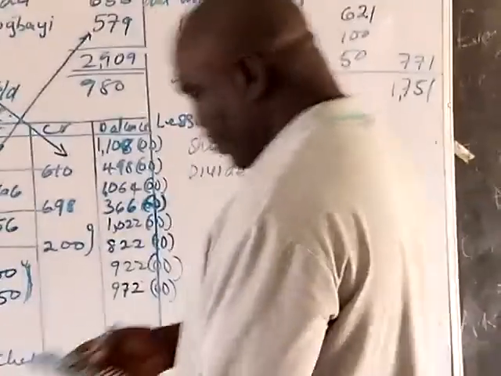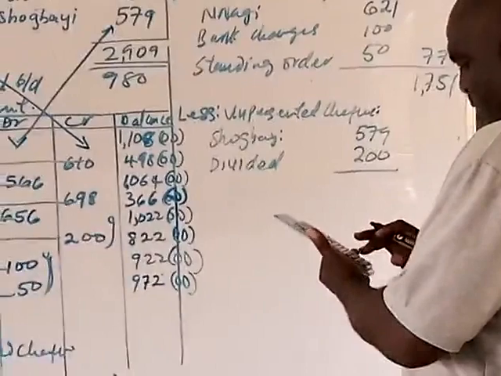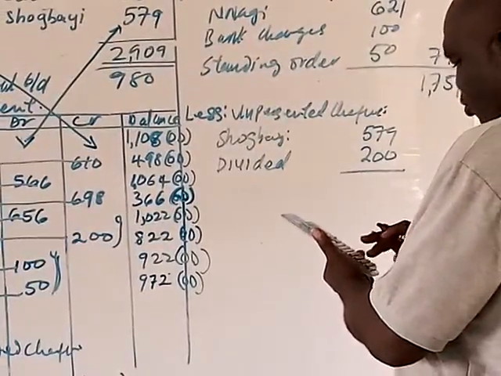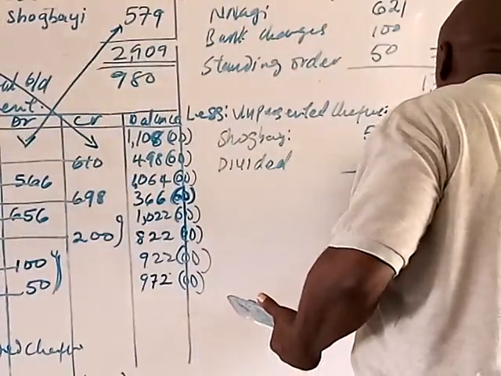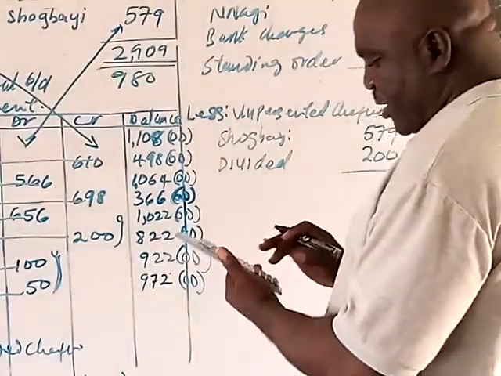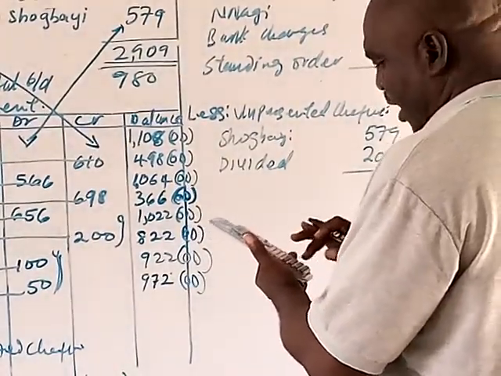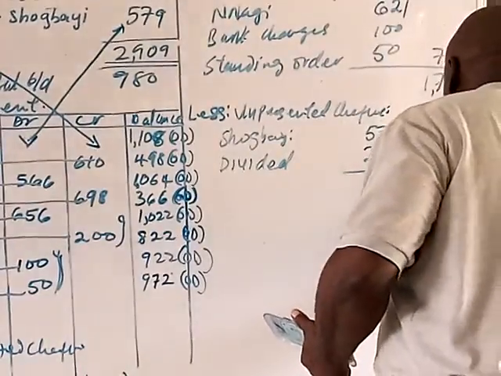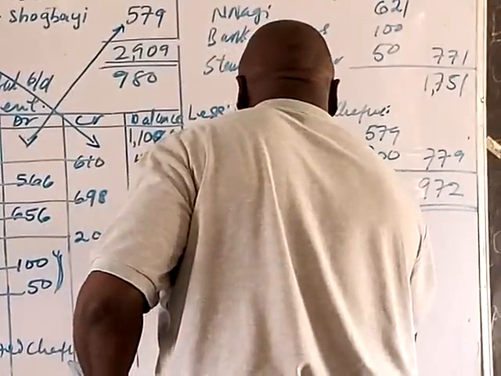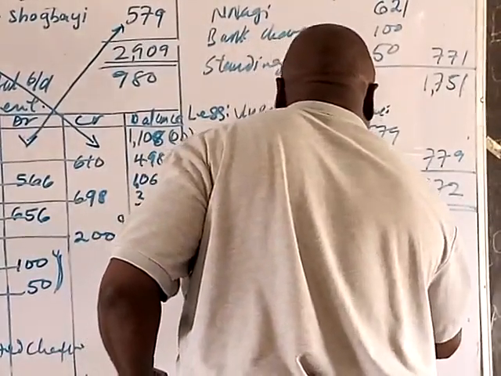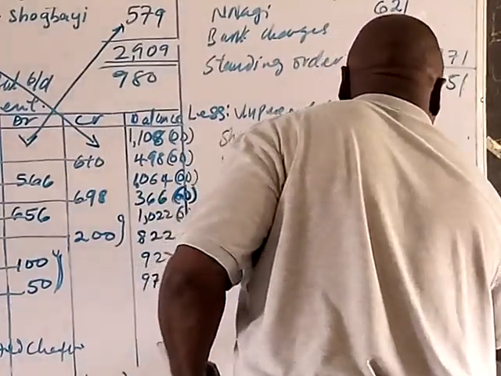Then what do you have? Using your calculator, never calculate offhand. 579, you add your 200, then that will give us 779. Then you less. That is 1,751 less 779 give us 972. This one will be our balance as per bank statement.